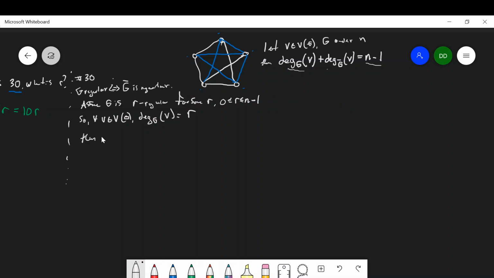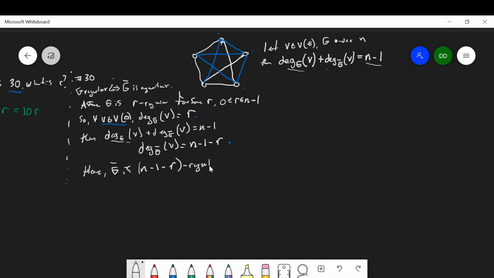Then, well, we have this relationship between the degrees. Degree in G of V plus degree in G complement of V has to add up to give me n minus 1. I know this is R, so the degree in the complement of V is n minus 1 minus R. But look, that's true for all vertices. For all vertices, this is true, and so this is true, and so this is true. Hence, G complement is n minus 1 minus R regular. Every vertex has that degree. So that was the forward direction.